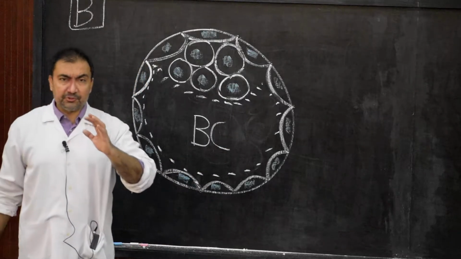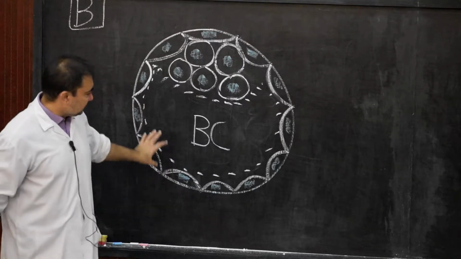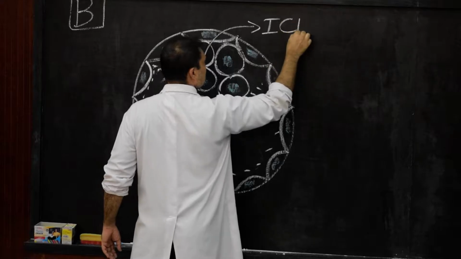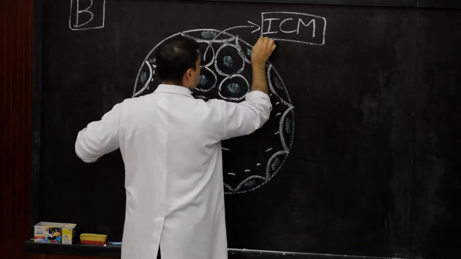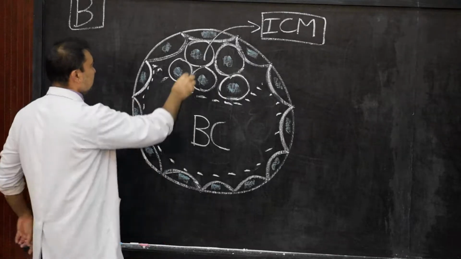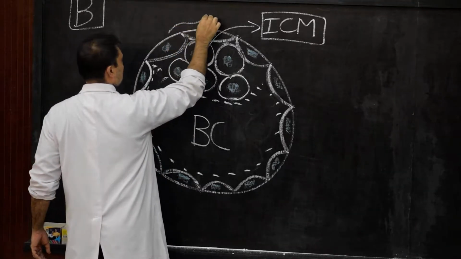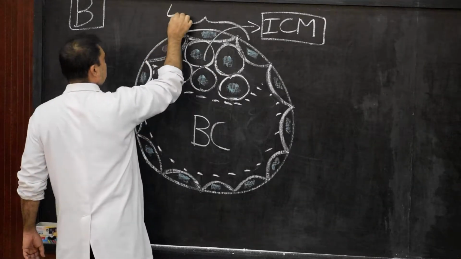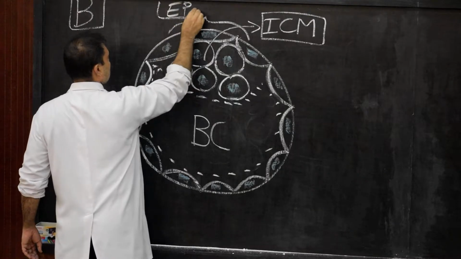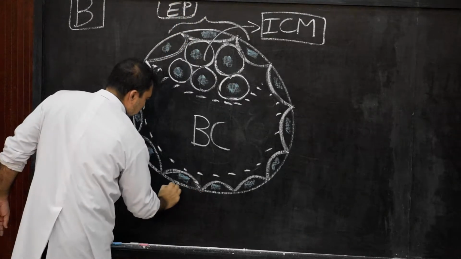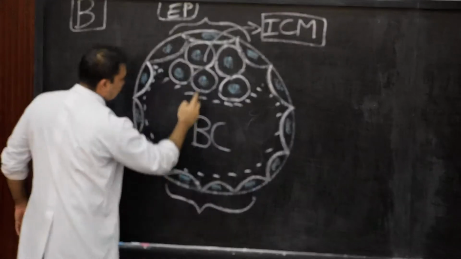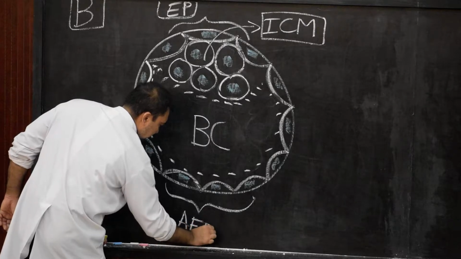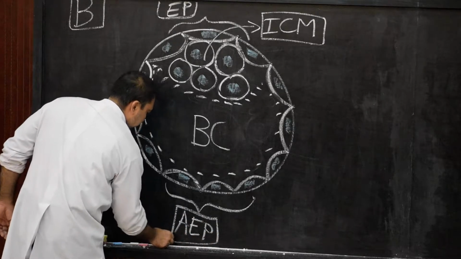Please note down, blastocele, C-O-E-L-E. There is a cavity which is created here. And this group of cells, the inner cell mass, has been pushed to one pole, and therefore this pole, please note down, where the inner cell mass is attached will be known as the embryonic pole, and this pole opposite the attachment of the inner cell mass is called the abembryonic pole. Please note down the two poles.